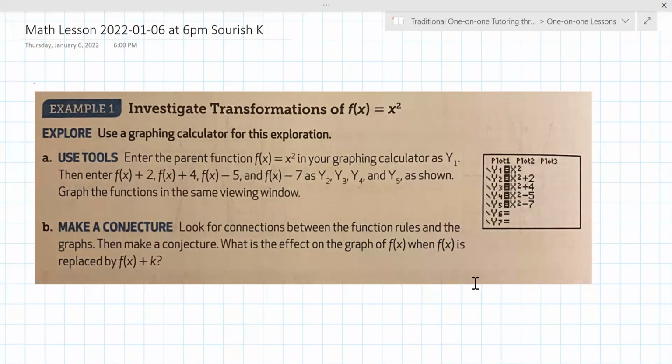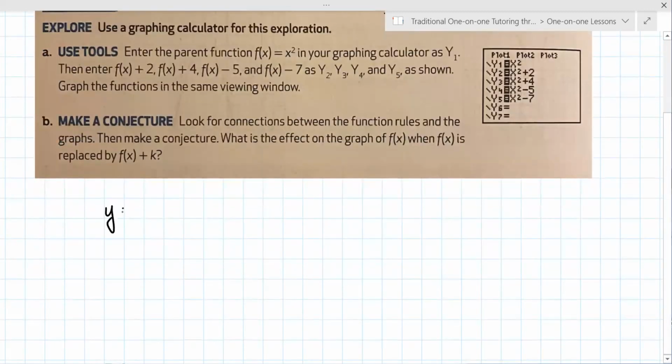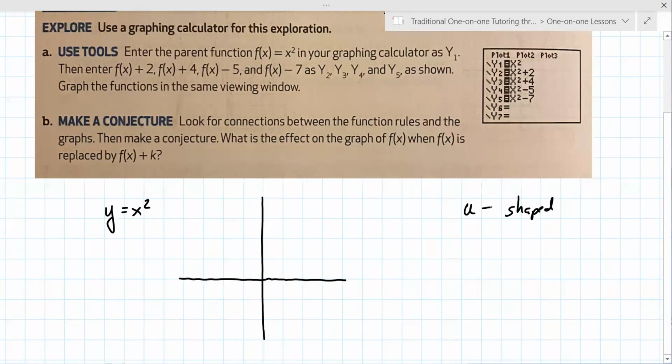So the question here is you're supposed to do this in your calculator. These on the right here, these graphs, we don't actually need to do that. We can actually talk about it from the parent function. So do you recall what the graph of y equals x squared looks like from class? So you should have heard things like it's U-shaped. Did you hear that in class? Yes. Okay.